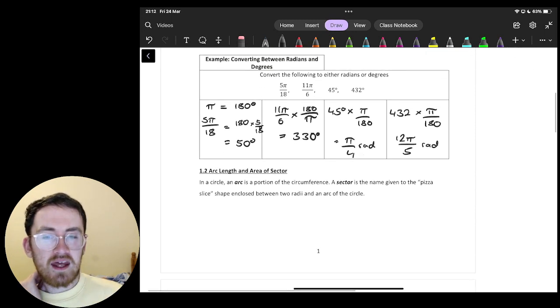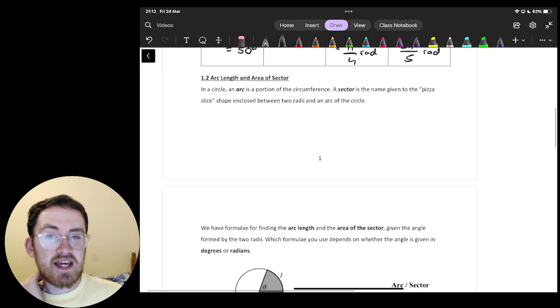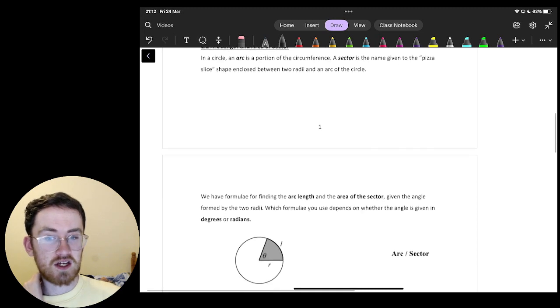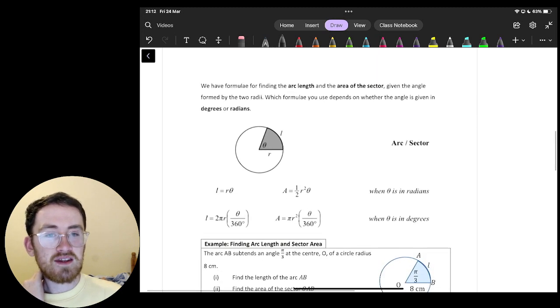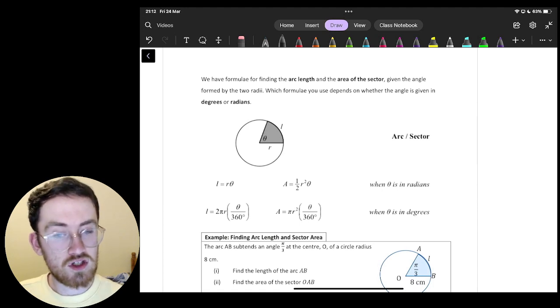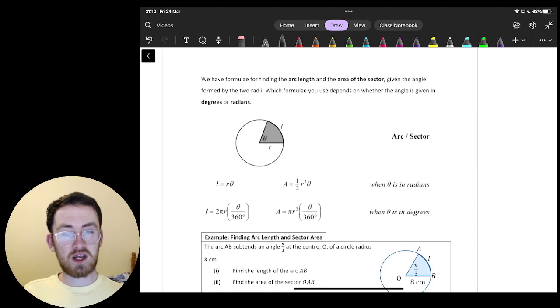So looking then at the arc length and the area of a sector. In a circle, an arc is a portion of the circumference, and a sector is the whole pizza slice, if you like, that's between 2 radii and the arc. And we have a formula for finding the arc length and the area of the sector. You would have seen one of these formulas at junior cert, and that would have been the bottom one here, which was for degrees. What we're looking at now is a slightly different formula when the angle's in radians. And we can see it there.